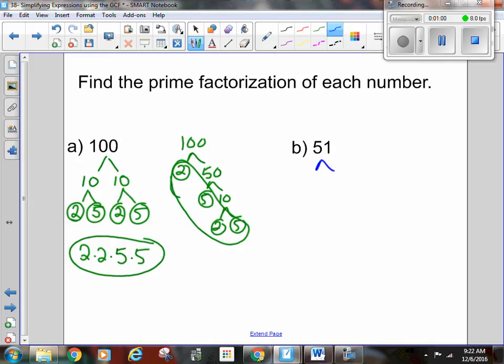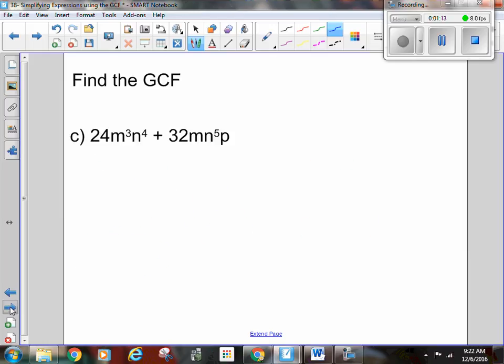51, we're going to break into 3 and 17. 3 doesn't go any further, and neither does 17, so 3 times 17. So prime factorization is just breaking it down as far as you can. We use this to help us find the GCF, because I'm going to look at 24 and break that down.